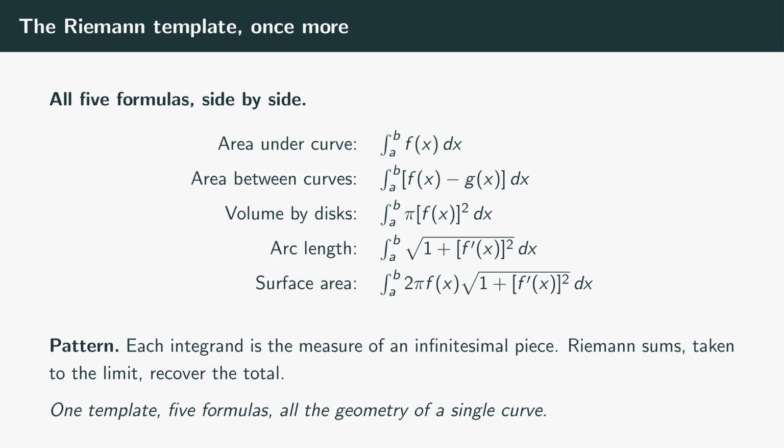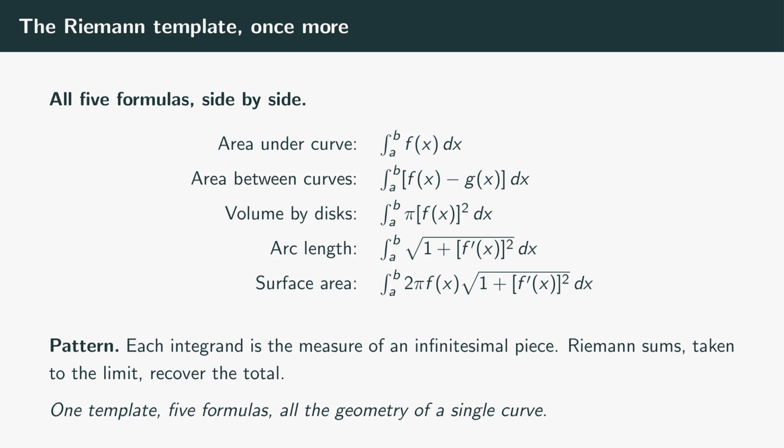Arc length: the integrand is the slant length of a tiny segment, the square root of 1 plus f prime of x squared. Surface area of revolution: the integrand is the area of a thin band, 2 pi f of x times the square root of 1 plus f prime of x squared. 5 formulas, 1 template. In every case, the integrand is the geometric measure of an infinitesimal piece, and the integral sums those pieces. Area, length, volume, surface area: 4 different geometric quantities, all built from the same Riemann recipe.